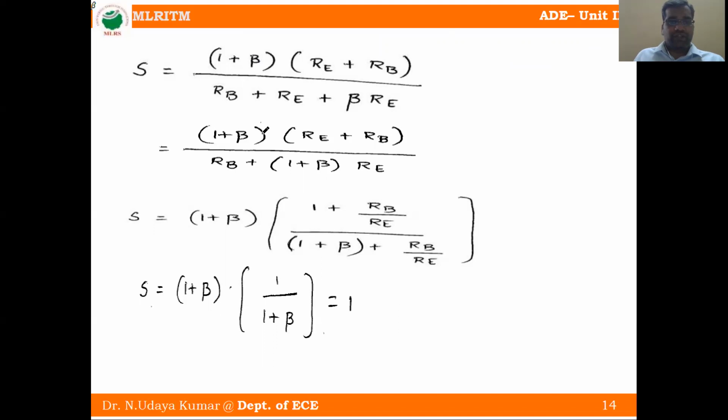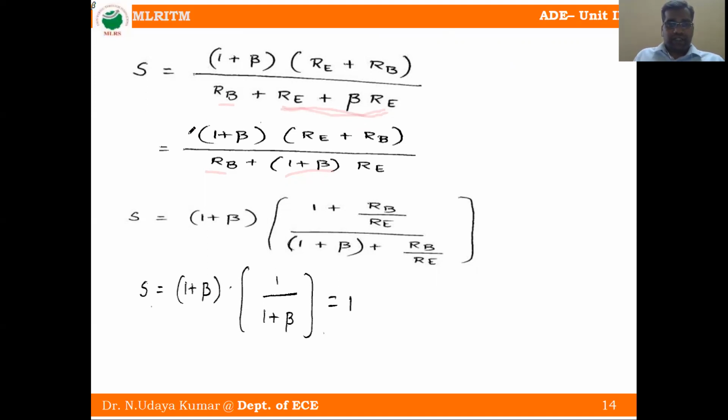So from this equation, 1 plus beta as it is, RE plus RB, same RB in the denominator. Here we take the RE term common. RE plus beta RE can be written as RE into (1 plus beta). Okay.